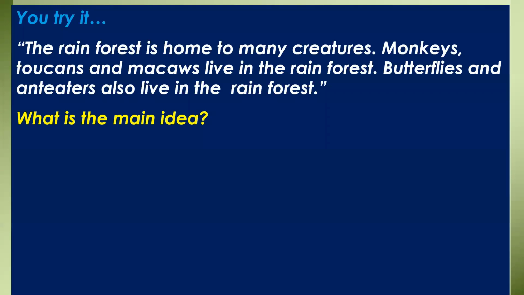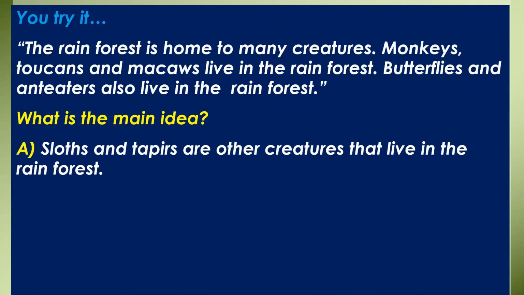Okay, so can you give me the main idea just in like 2 or 3 words here? What is the main idea in this small paragraph? Rainforest. Sajjad says it's rainforest. Okay, we'll see here. Oh, we have a few examples here. The first one is, choose please. Make a choice here. You have A, sloths and tapirs are other creatures that live in the rainforest.